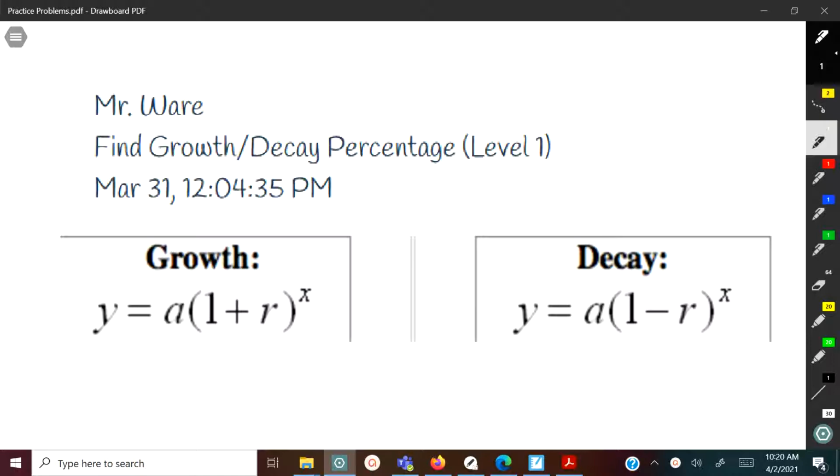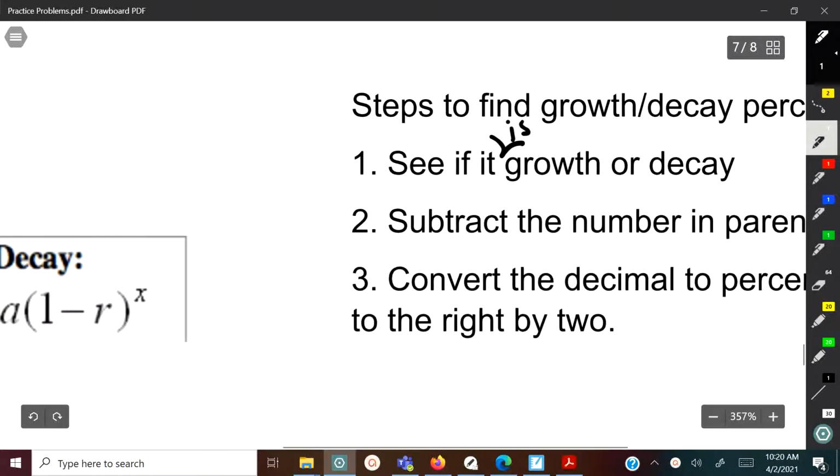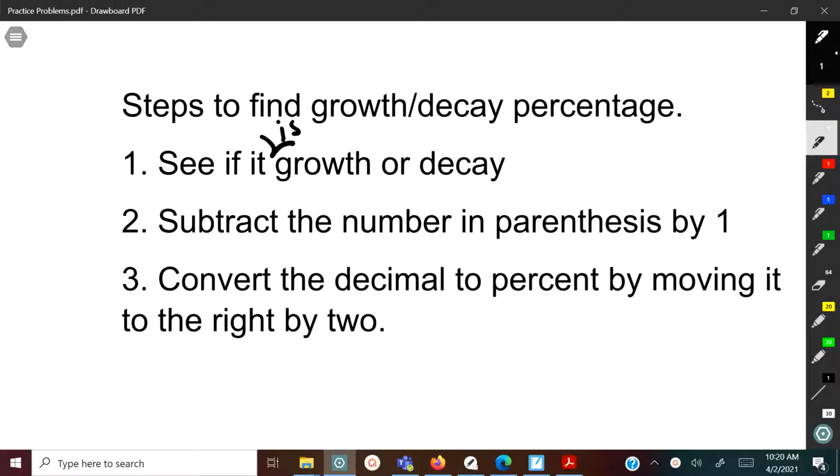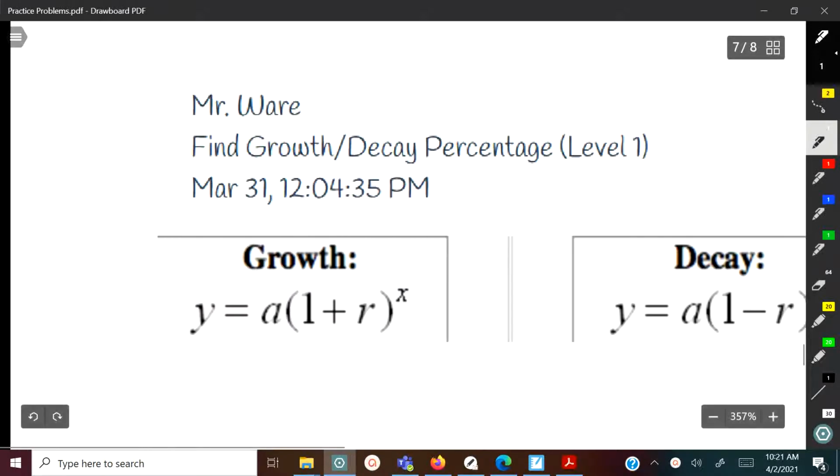Okay, so I'm going to give you the steps that you need to write down so that you know exactly how to solve these problems. Step one, see if it is growth or decay. You can tell that if it's greater than 1, then it's growth. But if it's between 0 and 1, then it's decay. Then subtract the number in parentheses by 1, and then convert the decimal to a percent by moving it to the right by 2 places. Alright, so let's take a look at the first example and go from there.